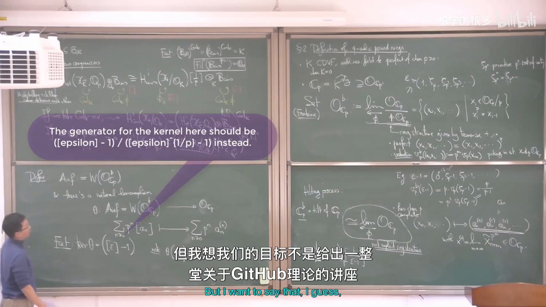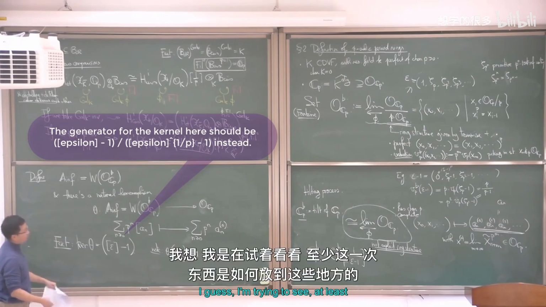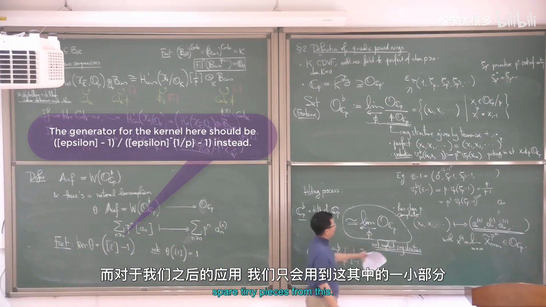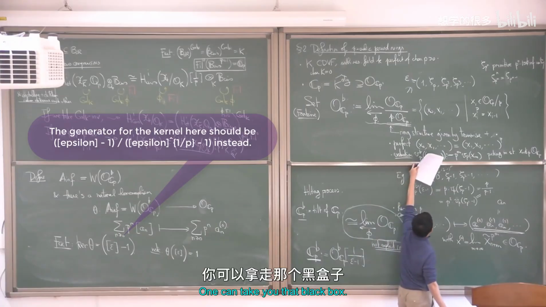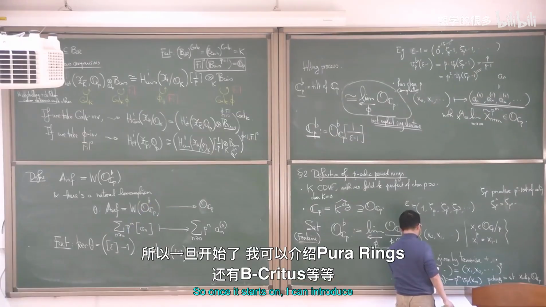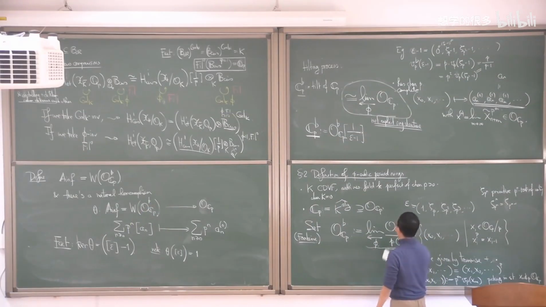But I want to say that our goal is not to give a full lecture on Hodge theory. Our goal is to see at least once how things are put into these places. For our applications later on, we'll only use very tiny bits of this, or I can take this as a black box. So once these are done, I can introduce the period rings, the B_crys and B_dR we used earlier.